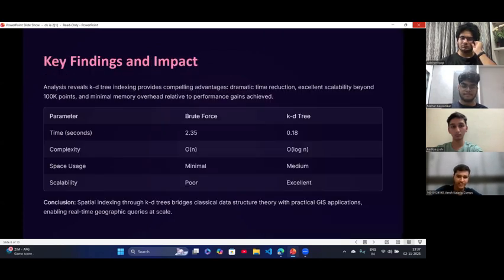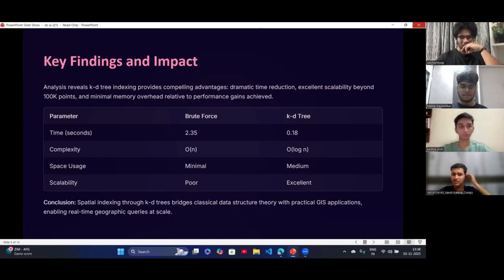So here are our key findings. The table summarizes it perfectly. The time dropped from 2.35 seconds to just 0.18 seconds. The complexity improved from O(n) to logarithmic time complexity. And the scalability of the brute force is very poor. It gets slower with more points, but the KD tree has excellent scalability. So in conclusion, spatial indexing with KD trees bridges the gap between classic data structures theory and real-world application, allowing us to build geographic queries that are truly real-time.